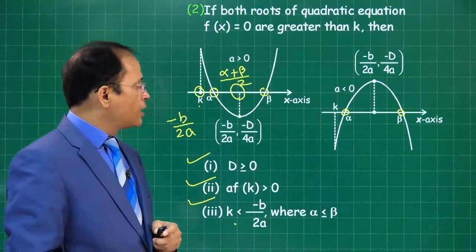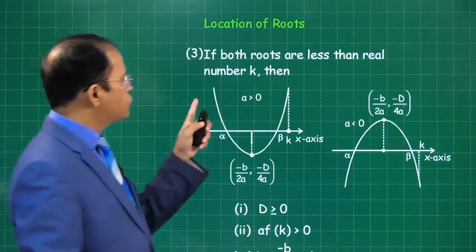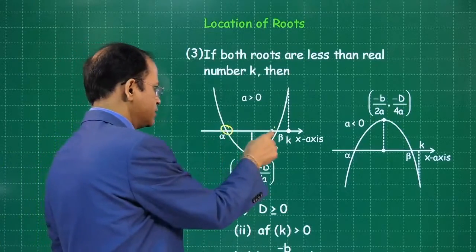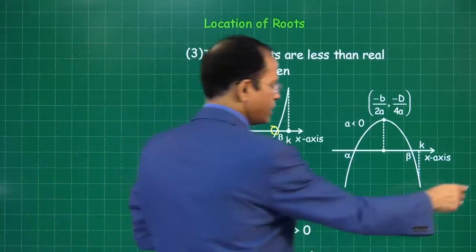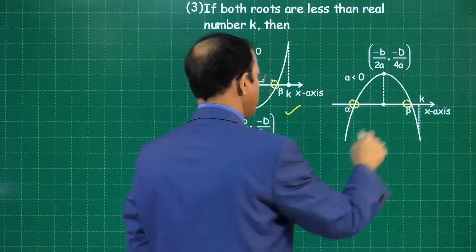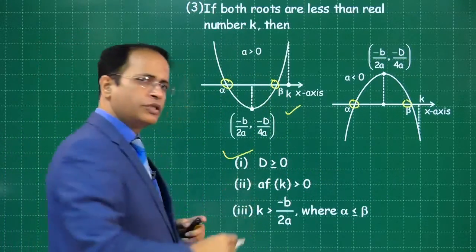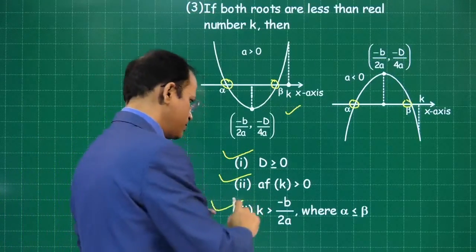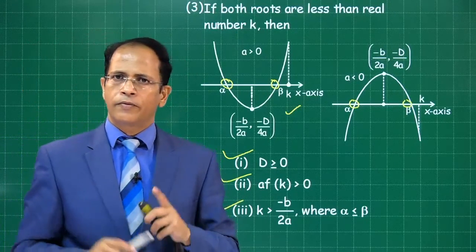Now, if I talk about the third case, if the roots are less than a number k, that means alpha and beta are here and k is here. So these are the three conditions we have. Again, this case and this case are the same. Basically, this is opening downwards and this is opening upward. So D is greater than or equal to 0, a into f of k is greater than 0, k is greater than minus b by 2a. You got my point, right?